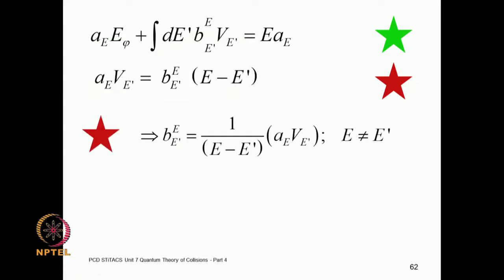Okay? So what do we get from this relation, red star? From here we get B equal to A_E V_E divided by E minus E prime, which is fine as long as E is not equal to E prime. So all this will work as long as E is not exactly equal to E prime, but that is just the case we really want to handle. That is precisely what we want to handle.